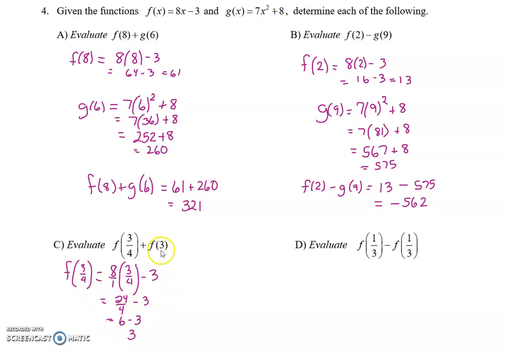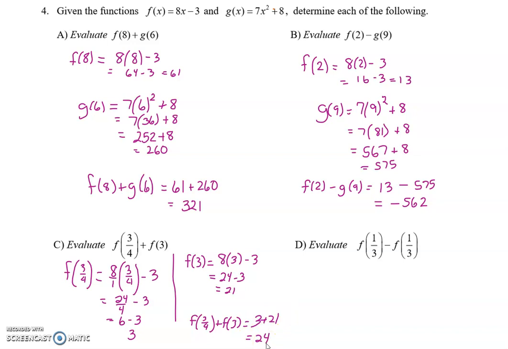We want to add that to f of 3. So let's put f of 3 right here, this corner. And same function, so we're going to go 8 times 3 minus 3. So this time this is 24 minus 3, which is 21. And we were asked to add these two together. So f of 3/4 added to f of 3 is 3 from here, added to 21. And that gives us 24 for part C.